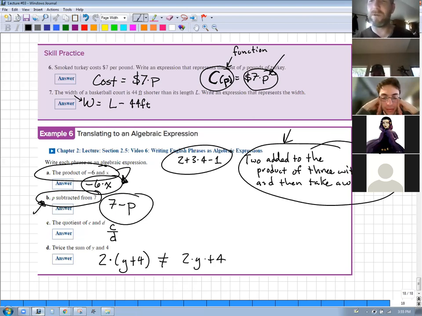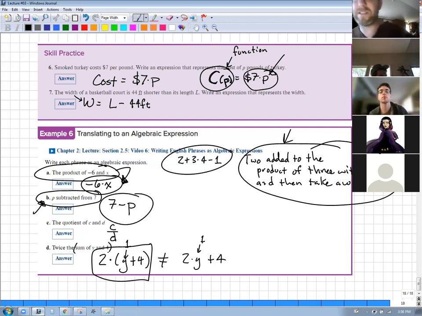Those are not equal. If you plug in a number, let's say I plug in a 1 for y. 1 plus 4 is 5, times 2 would be 10. But over here, if I plugged in 1, I would get 2 times 1 is 2, plus 4 is 6. Two totally different results. Okay, so we're twice the sum. So what are we doubling? We are doubling all of this. Maybe they should have put parentheses there, right?